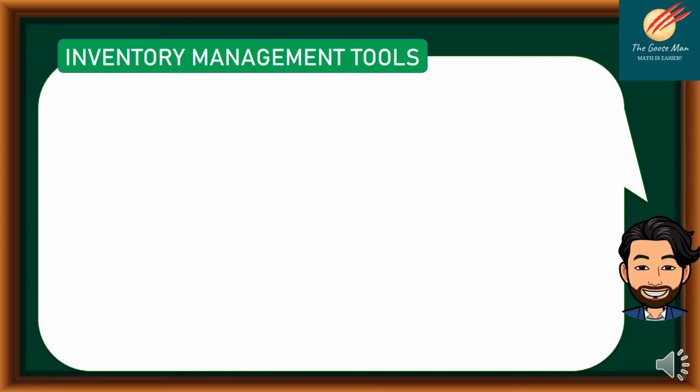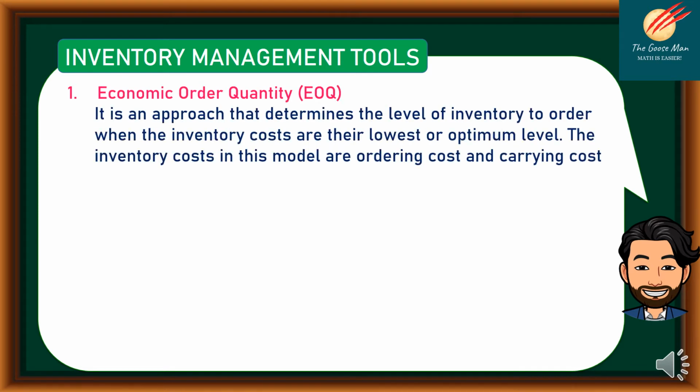So let's discuss the first inventory management tool, which is the economic order quantity. It is an approach that determines the level of inventory to order when the inventory costs are at their lowest or optimum level. The inventory costs in this model are ordering costs and carrying costs.